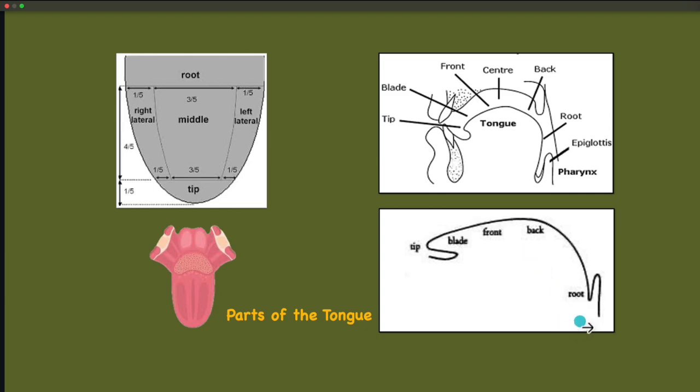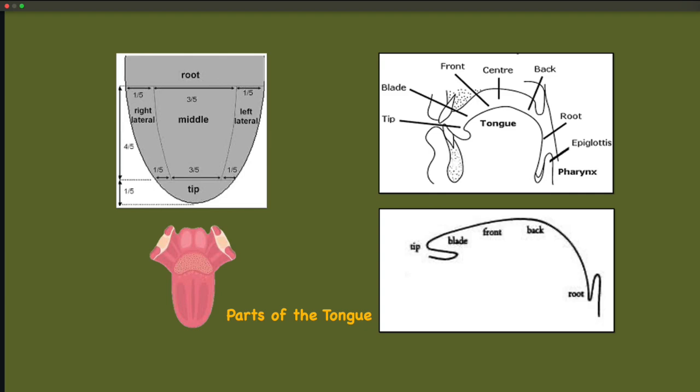Now finally we have the root. The root is the part of the tongue at the very back, near the throat. It helps in producing sounds like the glottal stop that we talked about earlier. This is commonly heard in the middle of the word uh-oh.